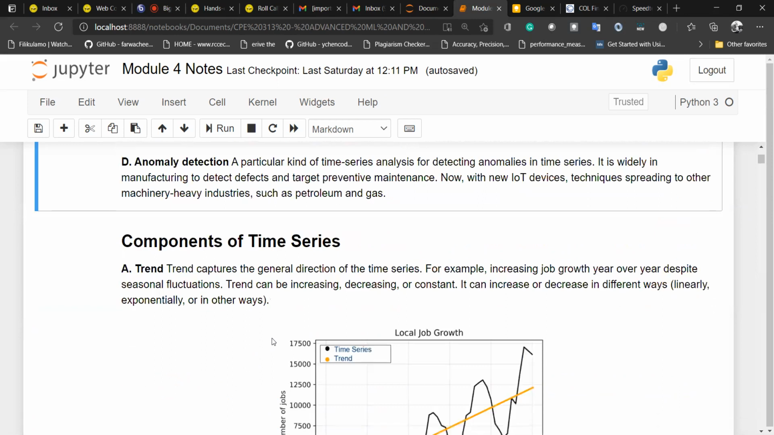Okay, now, but basically all of the time series has its own typical components, no? And in this part of the topic, we'll try to discover the components of time series. So the first component is the trend, no? So what is a trend?